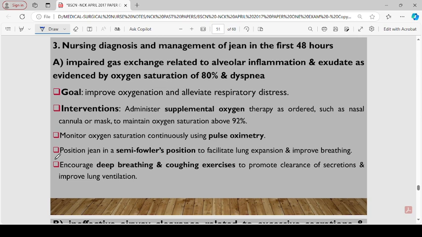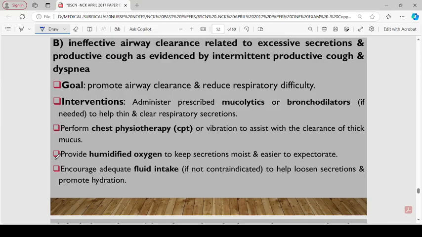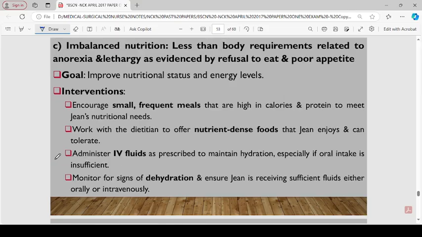Intervention, nursing diagnosis: you have impaired gas exchange related to alveolar inflammation and exudate as evidenced by oxygen saturation of 80 and dyspnea. Ineffective airway clearance related to excessive secretions and productive cough as evidenced by intermittent productive cough and dyspnea. Imbalanced nutrition, less than body requirements related to anorexia and lethargy as evidenced by refusal to eat and poor appetite.